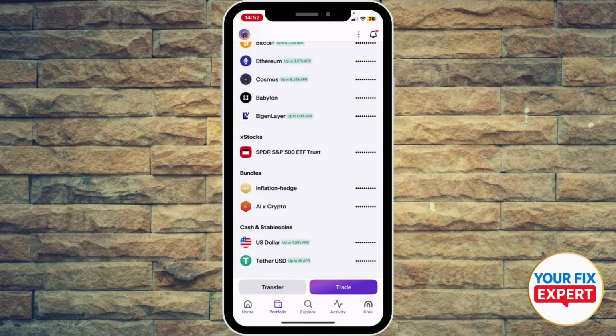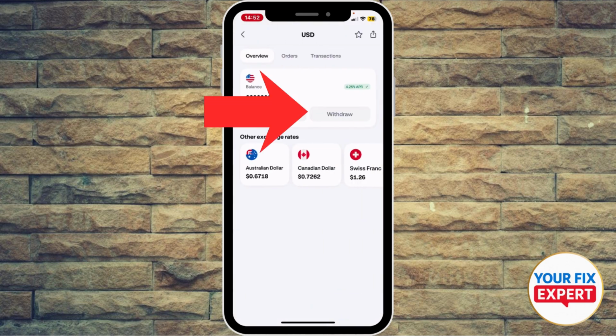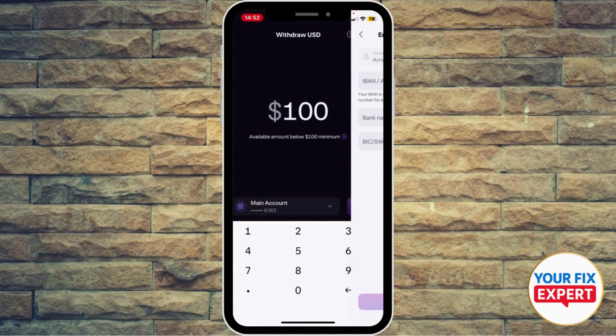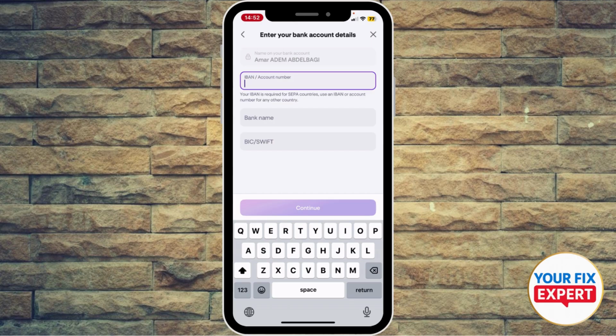Okay, let's say I now want to withdraw funds to my bank account right away. Hit your cash after you convert it, withdraw, and then enter the amount, minimum $100, right? And select your bank account. You can see that I already added a bank account, but you can add a new bank account from here. Enter your bank account details: IBAN, account number, bank name, and BIC or SWIFT code. Okay, and they will send the funds to your bank account.